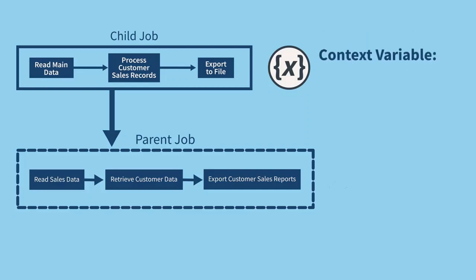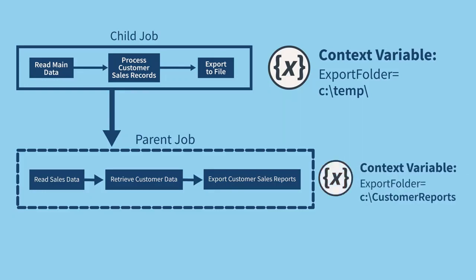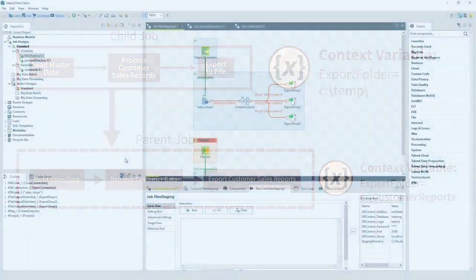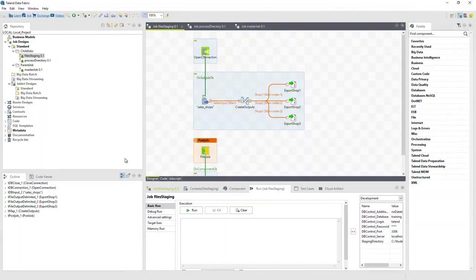For example, executing a child job directly may export files to a specific folder, but when executed by a parent job, the same child job may export the files to a different folder as specified by the parent job's context variable. Now for the demo, we'll create a parent job to control one or more existing child jobs and see how to share data between the jobs up and down the hierarchy.